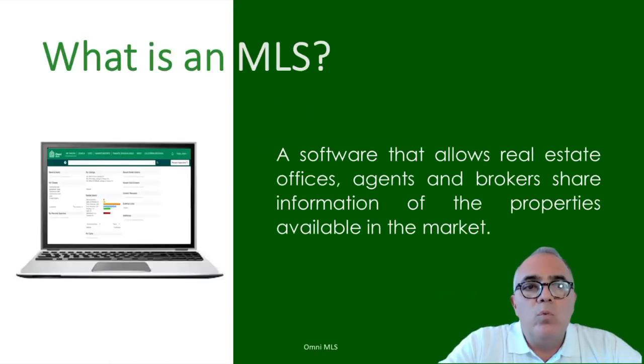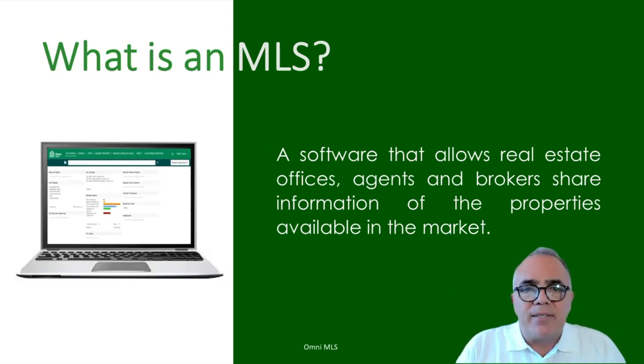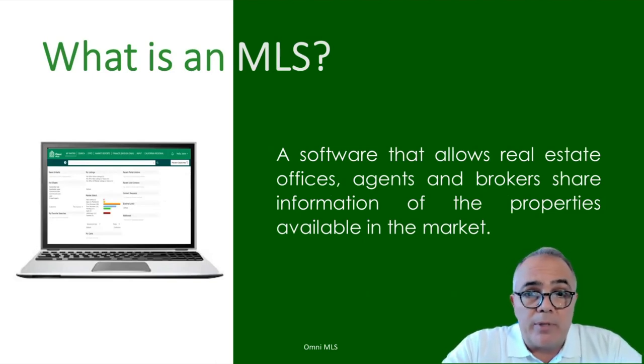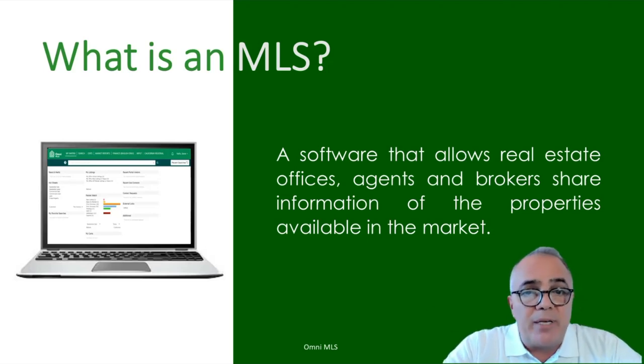First of all, we need to understand what an MLS is. In a short definition, an MLS is a software that allows real estate offices, agents, and brokers to share information of the properties available in the market. It is defined as a system in which agents, real estate consultants, can cooperate with each other to sell or rent their exclusive listings. This is done with the use of technology in a safe and effective manner, reducing the transactional times to better meet the needs presented by the owners, buyers, and renters. OMNI MLS is a tool to help listing brokers find cooperative agents and brokers working with buyers to help sell their clients' homes.